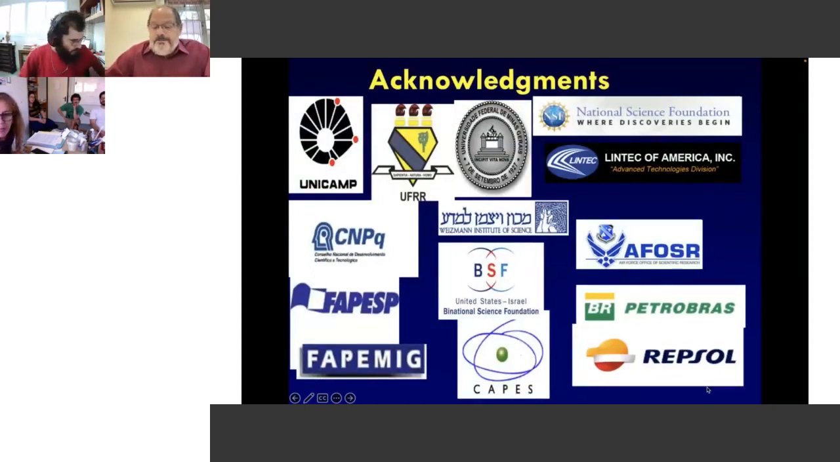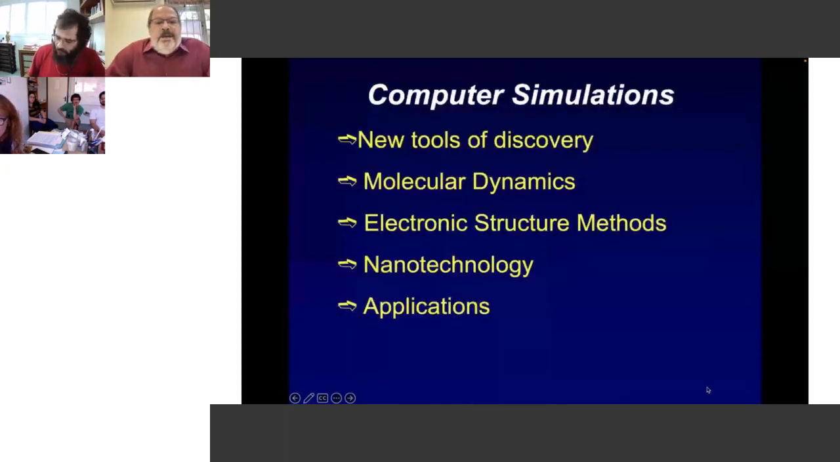other organizations. With the new developments of software and hardware, computers are no longer just a tool to help understand experiments and analyze data, but a tool in itself to discover new materials and to analyze new properties that were very difficult before, and nowadays it's a common tool.